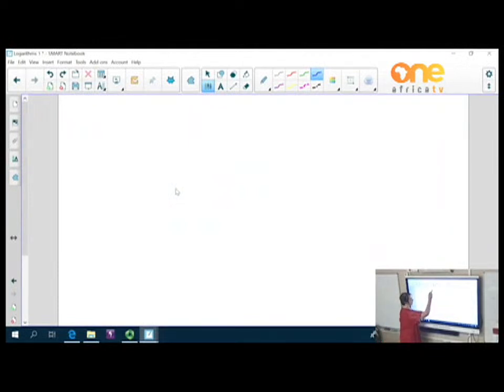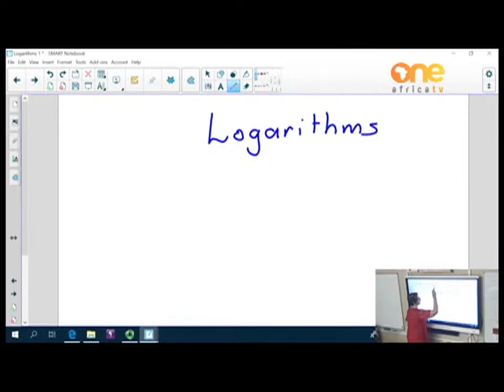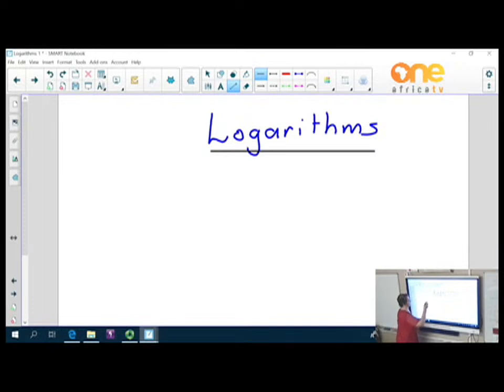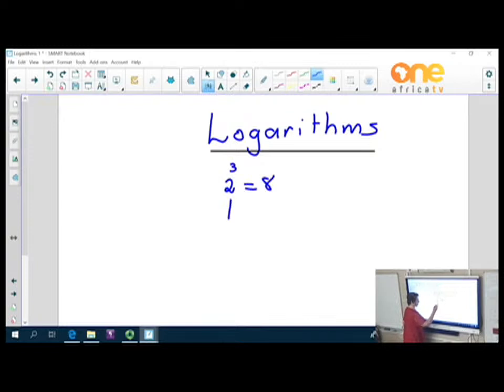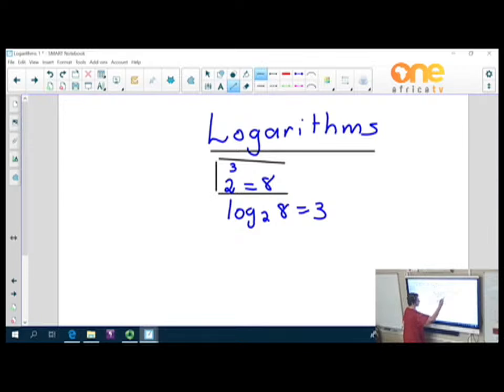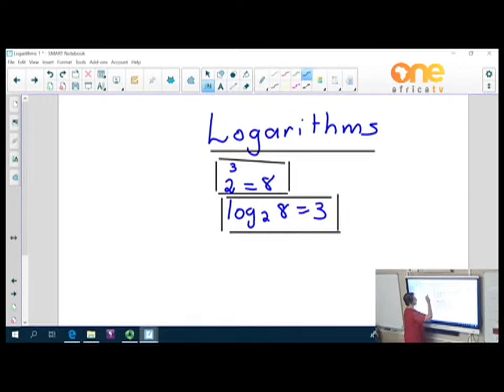Grade 12s, we are still looking at logarithms. In the previous lesson, we looked at the conversion from index notation to logarithmic notation. So we said 2 to the power of 3 is 8, log base 2 of 8 is 3. So this is index notation, and this is log notation. That is what the first lesson was about.